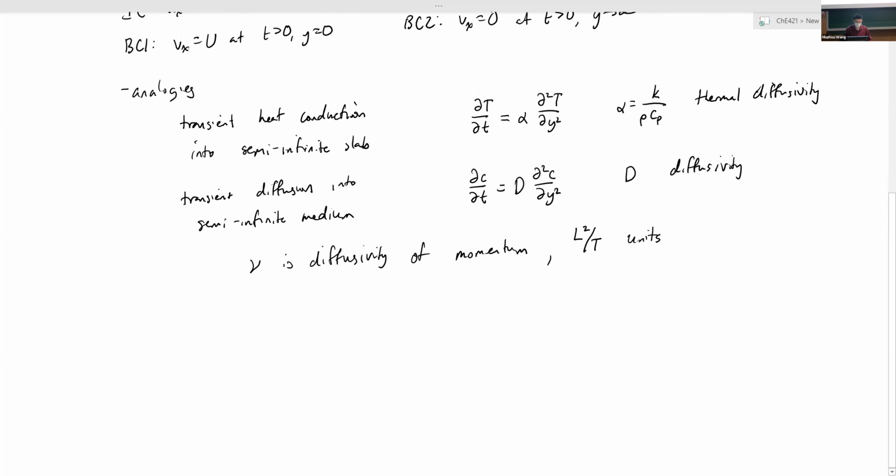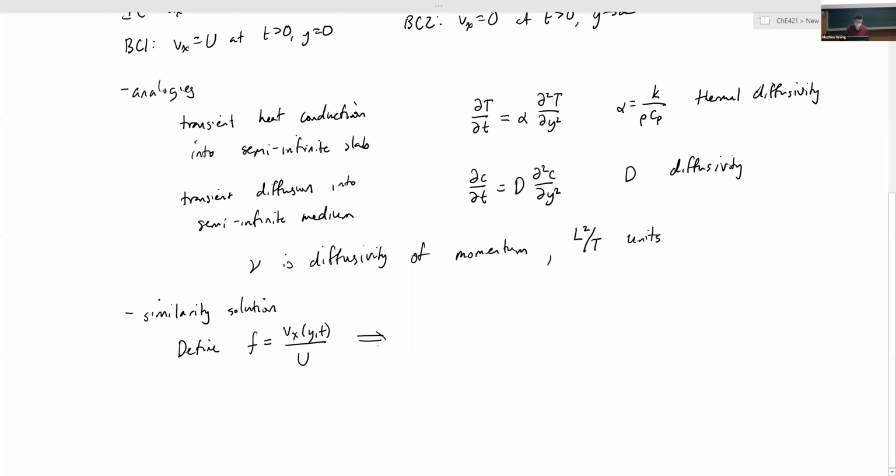To solve this particular problem, we're going to use a pretty well-known method called a similarity solution. Okay. The way we do this is we're going to define some non-dimensional f as my Vx as a function of y and t divided by my u.